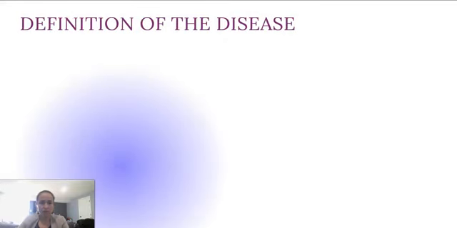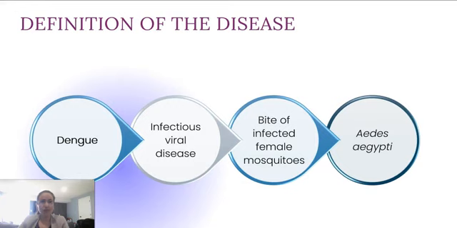First, we need to know about the definition of the disease. Dengue is an infectious viral disease transmitted by the bite of infected female mosquitoes, primarily Aedes aegypti.